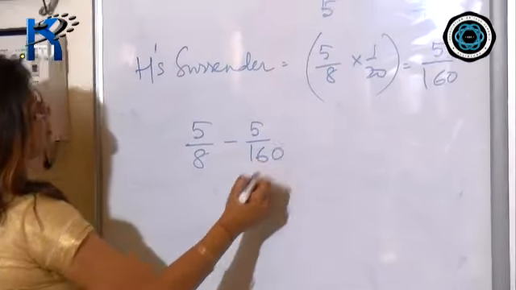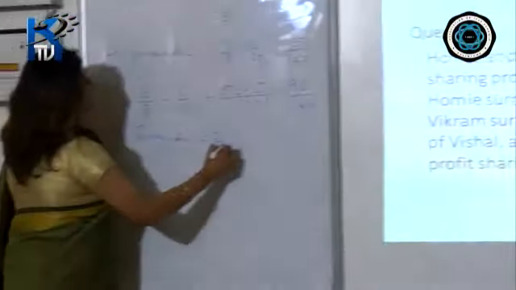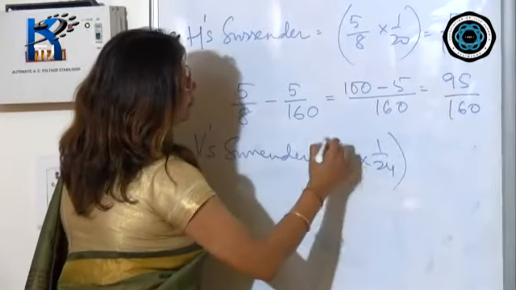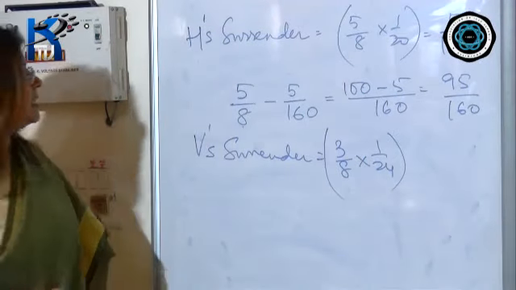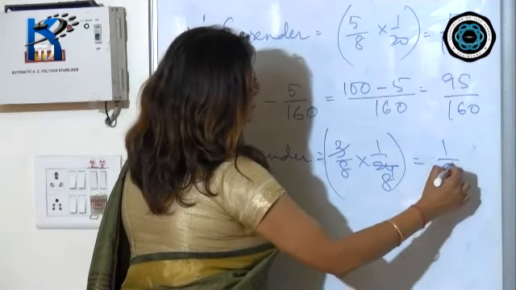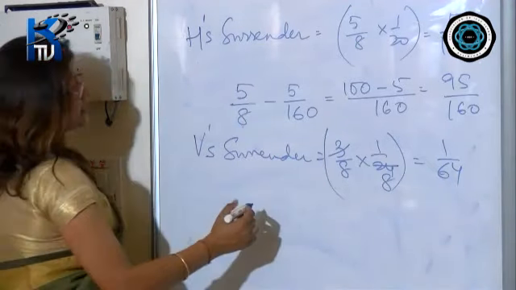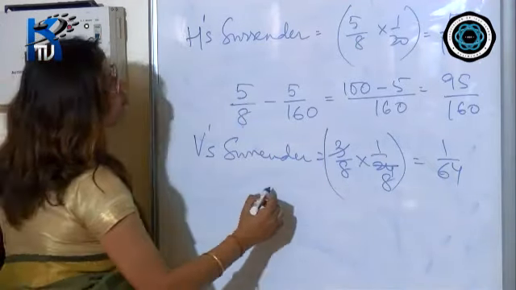Let's talk about the other partner. Vikram surrenders 1/24th of his share in favor of Vishal. So Vikram's surrender is how much? Let us calculate: 3/8 into 1/24. This is what he surrenders. 3 8s are 24. This is 1/64. He surrenders 1/64 out of his share. So what is his new share? 3/8 minus 1/64. If you calculate this, we get Vikram's new share.